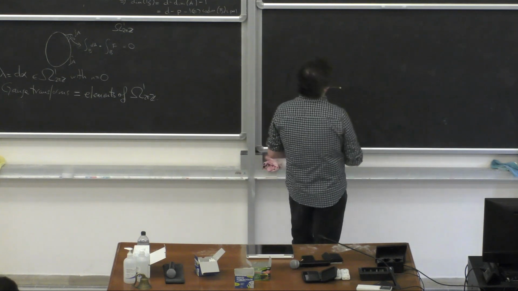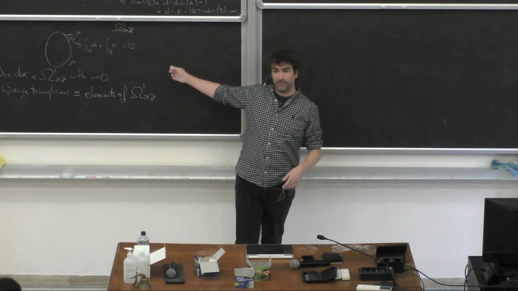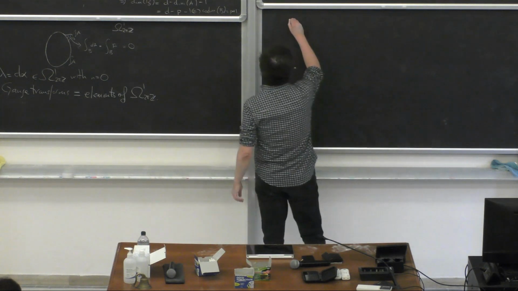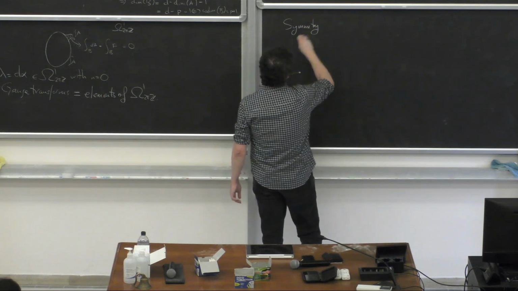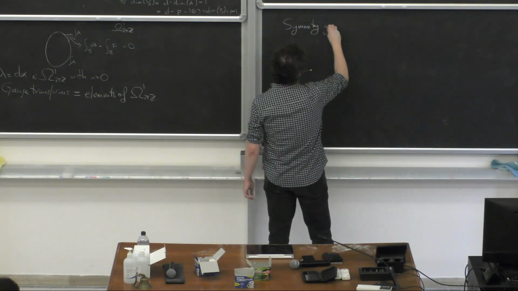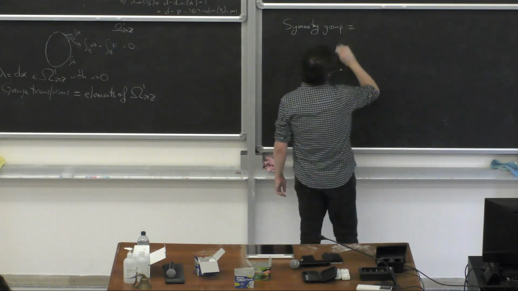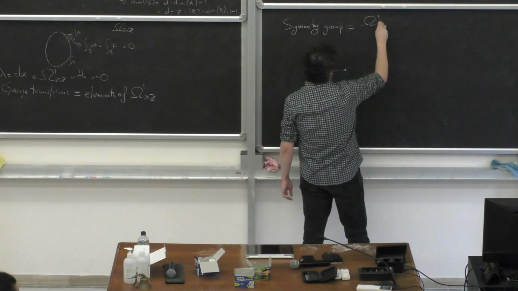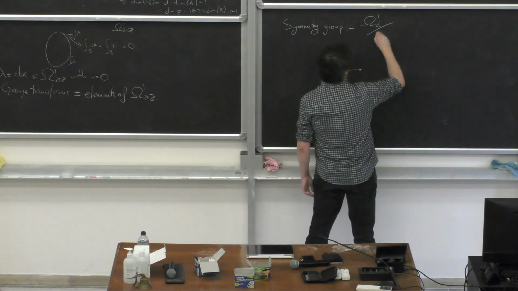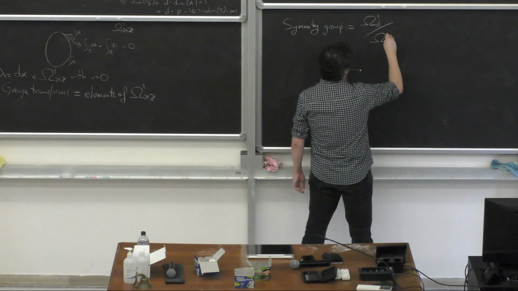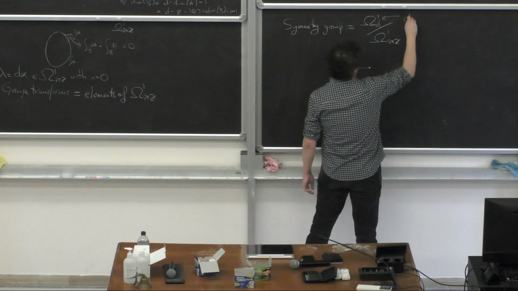Okay, so what's the space of symmetries? It's going to be the space of closed forms modulo the gauge transformations. So closed one form, so I'm going to write it like this. Modulo, and this means closed.